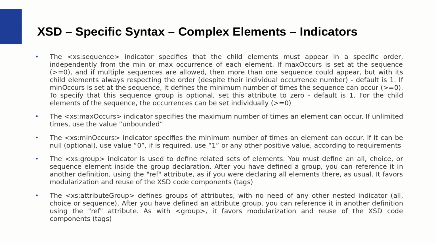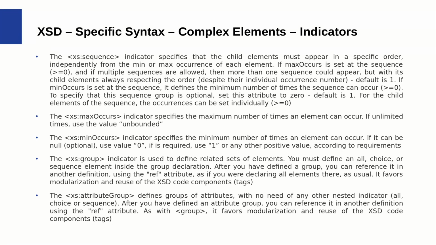Similarly, the minOccurs indicator specifies the minimum number of times an element can occur. If the element can be optional, it should be used with the value 0, and if it is required, this indicator attribute should be used with a value of 1 or any other positive value according to the business requirements.